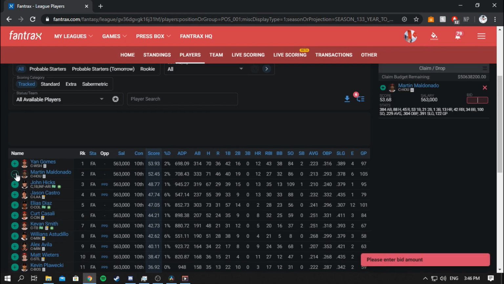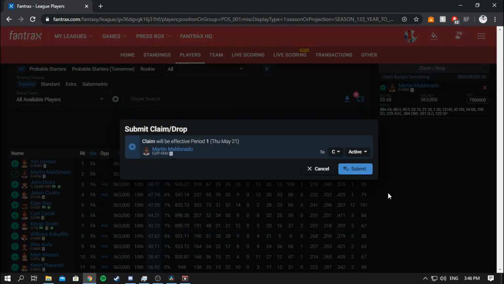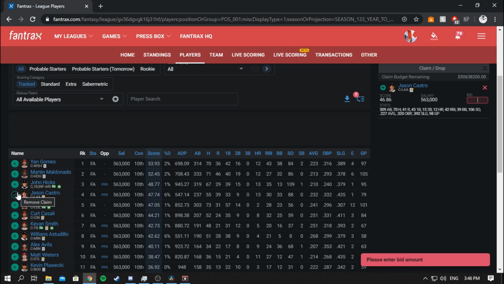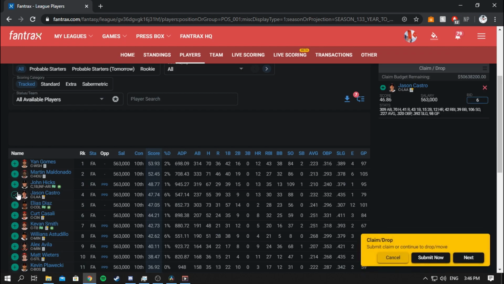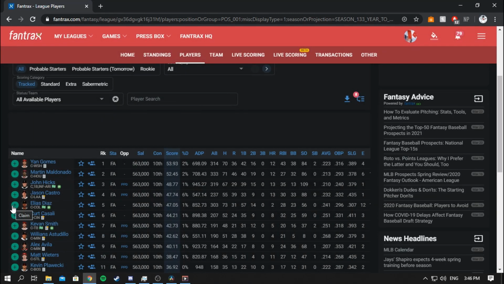Then Maldonado's next. I'd be willing to pay $7.50 for him. In this league, that's 7.5 million. Submit. John Hicks probably isn't going to make the team, so I'll skip him. Castro, I'll be willing to give him $6 in our league, 6 million in this one. That's 3 catchers.